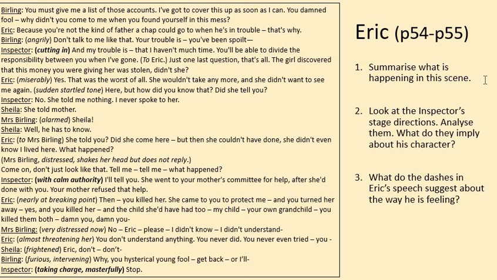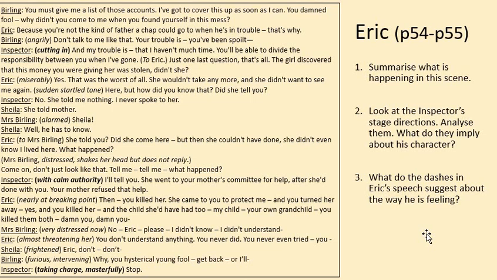Secondly, look at the inspector's stage directions. I'd like you to analyse them. What do they tell us about his character? So you've got him cutting in here, and you've got him talking with calm authority. And to me, that suggests, even though the Berlings are getting increasingly emotional, increasingly hysterical, they're arguing, the inspector still has control. He is still orchestrating what is happening.